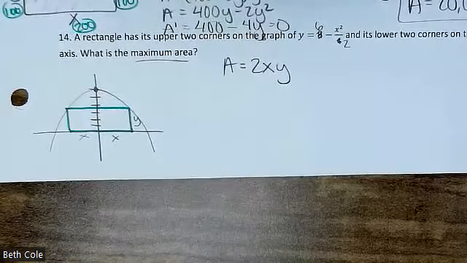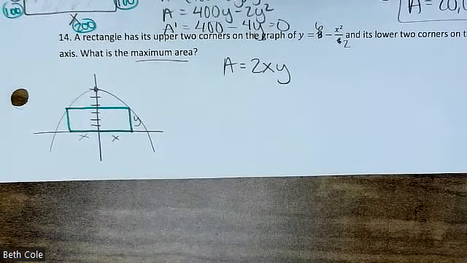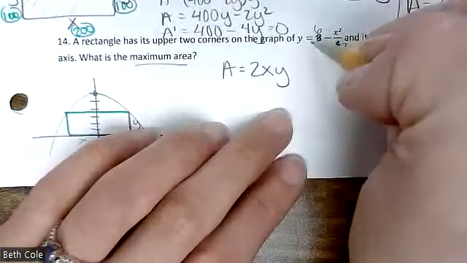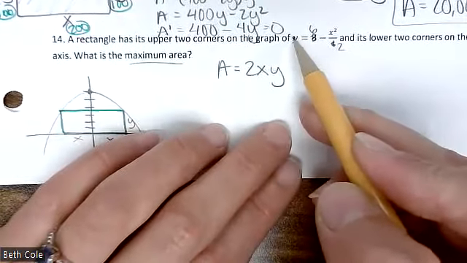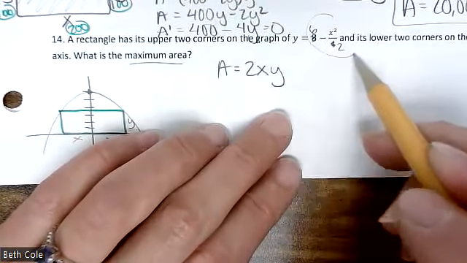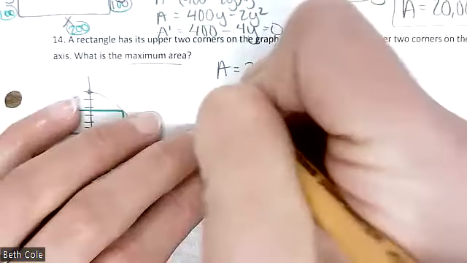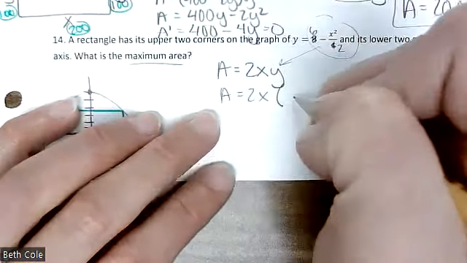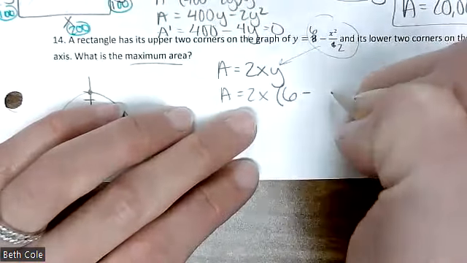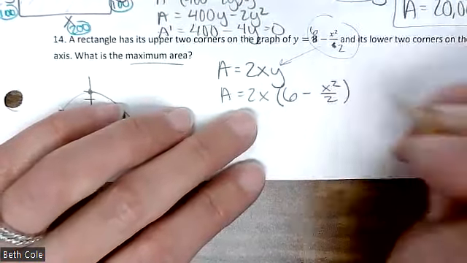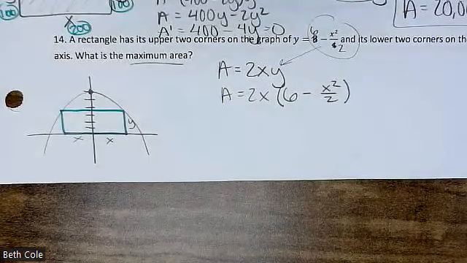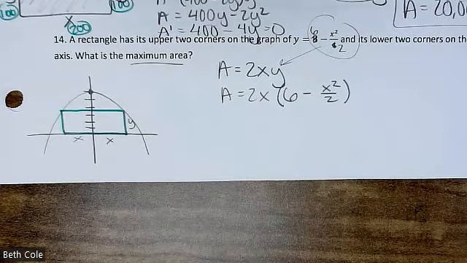What's the problem with that? There are 2 variables. We're going to substitute in for Y, and do you see this convenient thing here? Y equals that. You take all that and plug it in for Y. So it's going to be 2X times (6 minus X squared over 2). All right, then what? Distribute.